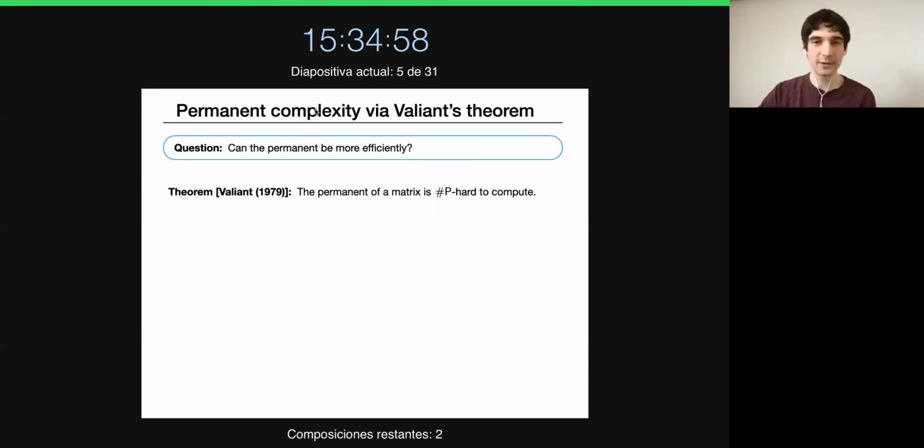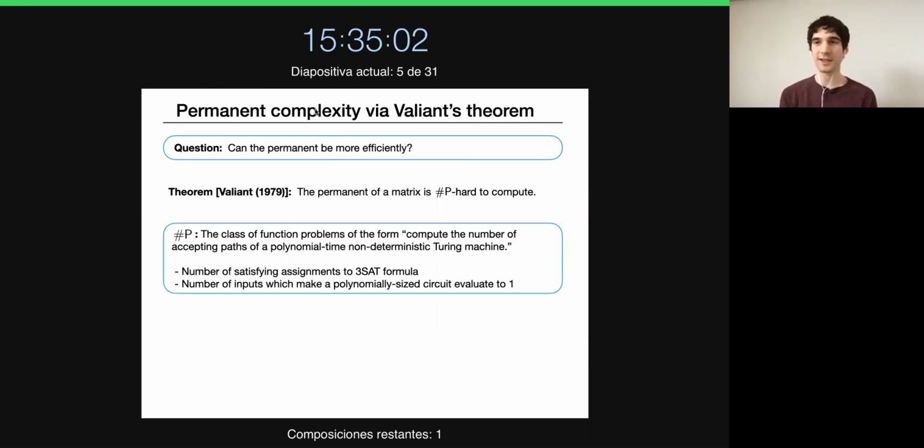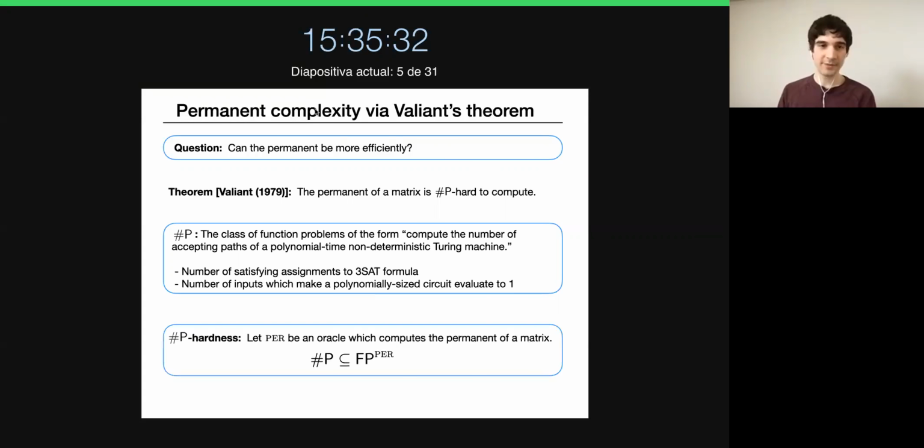So what exactly do I mean by Sharp-P hard? Just as some review here. The class Sharp-P is a complexity class of function problems of the form: count or compute the number of accepting paths of some polytime non-deterministic Turing machine. The complete problems for this class would be counting the number of solutions, or satisfying assignments, to some 3-SAT formula, or counting the number of inputs which make some polynomial size circuit evaluate to 1. And so that's what the class Sharp-P is.